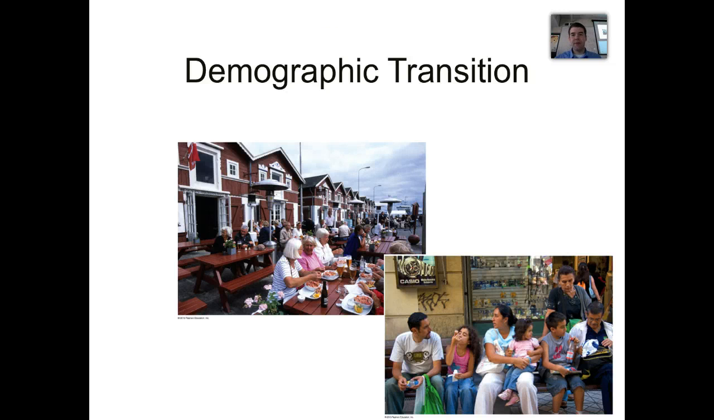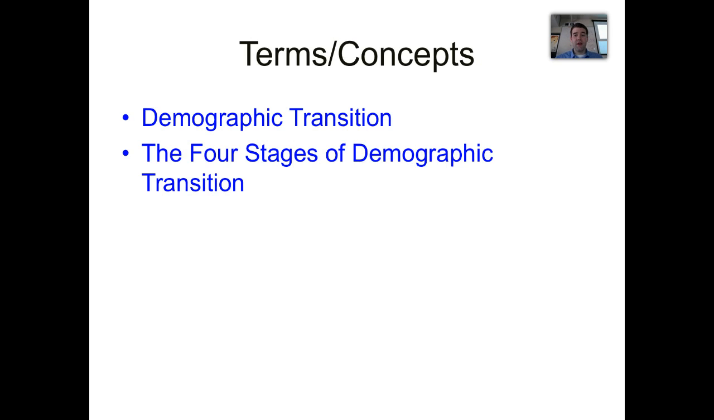Today's video is looking at demographic transition. This is a really important model in human geography, otherwise known as the DTM. The demographic transition model is going to help us understand the population structure and how it changes depending on where you are in the world. So the major terms and concepts for this video are, one, the demographic transition, in other words, that process of change, and two, the 4 stages of the demographic transition.